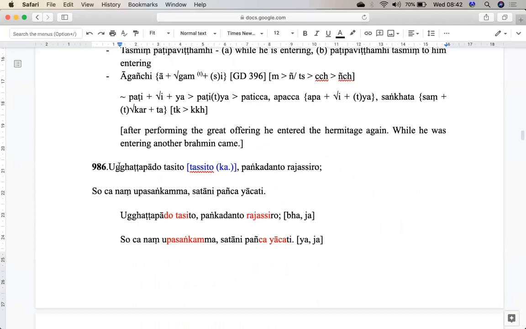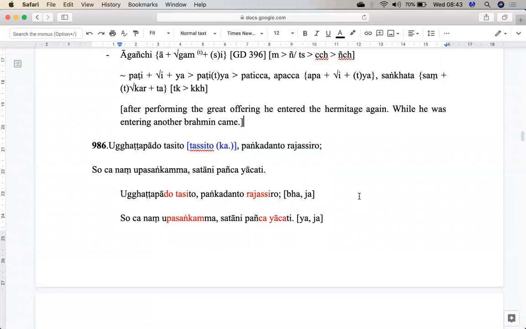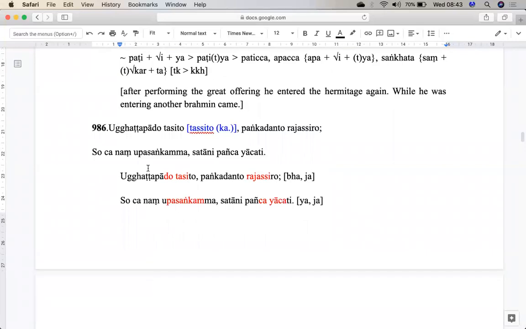Next stanza. Gāthā Bādō Dasītō Bangka Dando Rajasi Ro. So Jana Uba Sengama Satani Banja Yajati. Here also Ogata Ba, four syllables already. After that, Do Da Si, that is Bula Mi. So Bula Mi Bagana, that is Wibula. And also Bangka Dando, four syllables already.